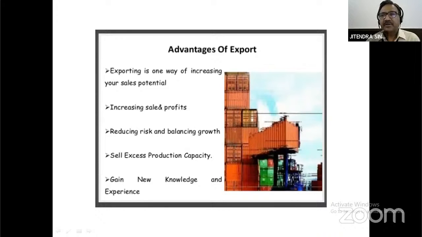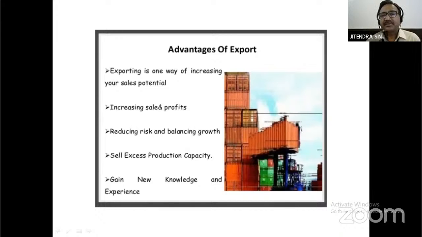For example, as I told earlier, Indian electronics industries are facing huge challenges from LG or Samsung or other Japanese and South Korean companies. But they can explore the neighboring markets of India, like the Bangladesh market, Sri Lanka, Afghanistan, Nepal. We can enter these markets. We can export our products to these Southeast Asian countries. So we can reduce the risk and we can balance the growth of the organization.